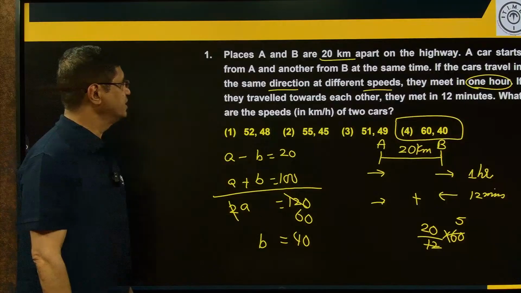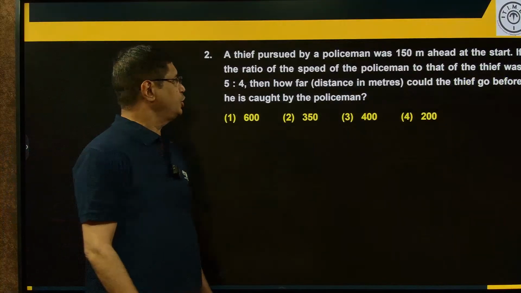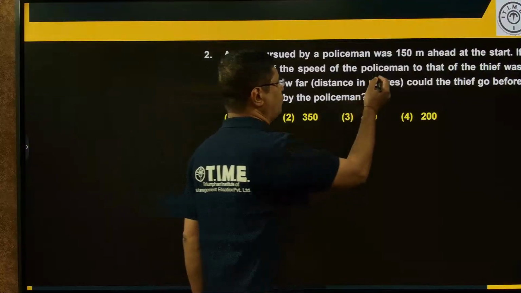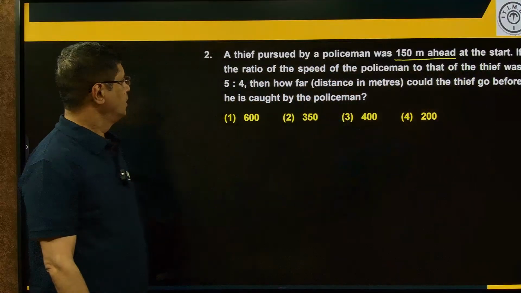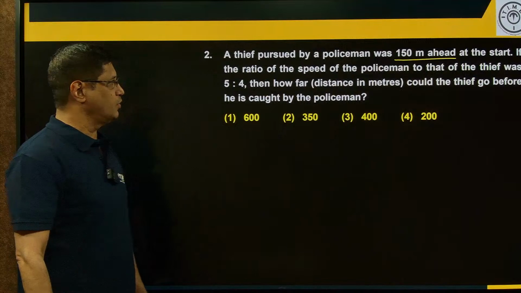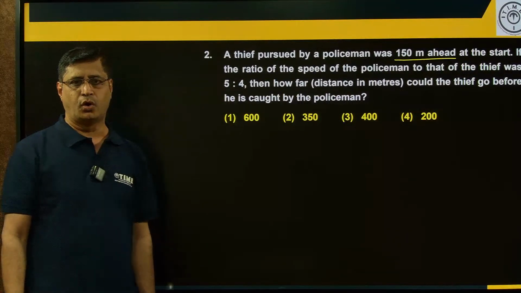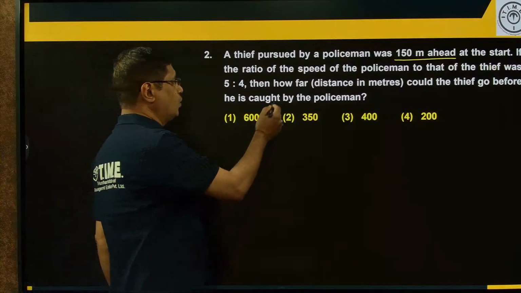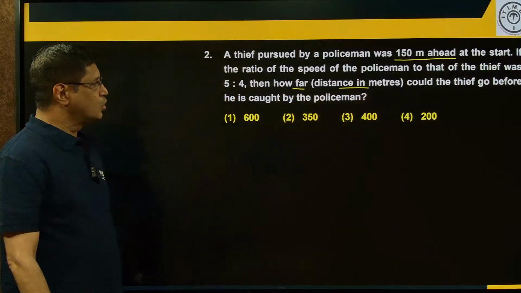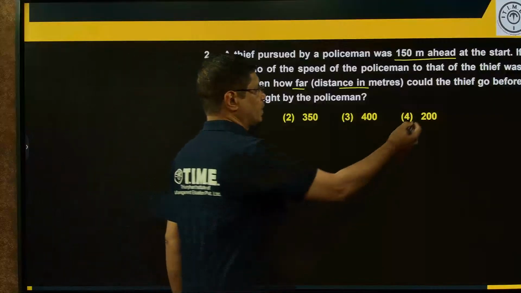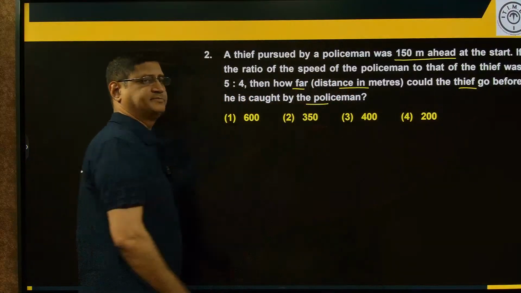Okay, now look at the next question on your screen. A thief pursued by a policeman was 120 meters ahead at the start. If the ratio of the speed of the policeman to that of the thief was 5:4, then how far, far means distance here, how far could the thief go before he is caught by the policeman?